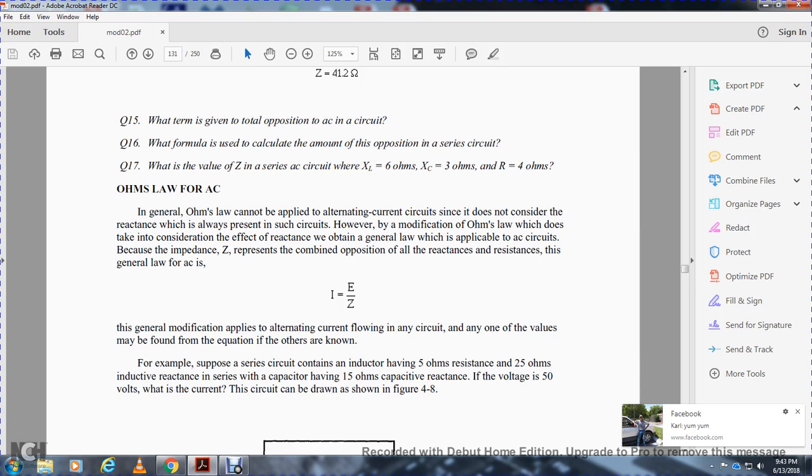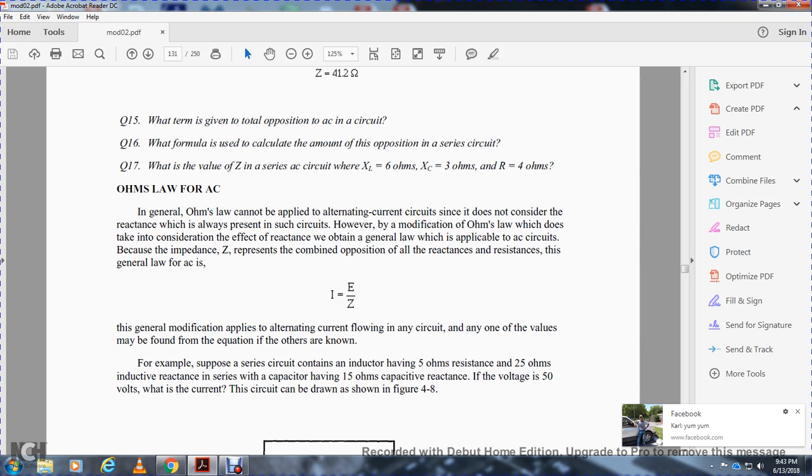Alright, Ohm's law for AC. In general, Ohm's law cannot be applied to alternating current circuits since it does not consider the reactance present in such circuits. However, a modification of Ohm's law which takes the reactance into effect gives the general law applicable to AC circuits, where the impedance Z is represented by the combined opposition of all the reactance and resistance.